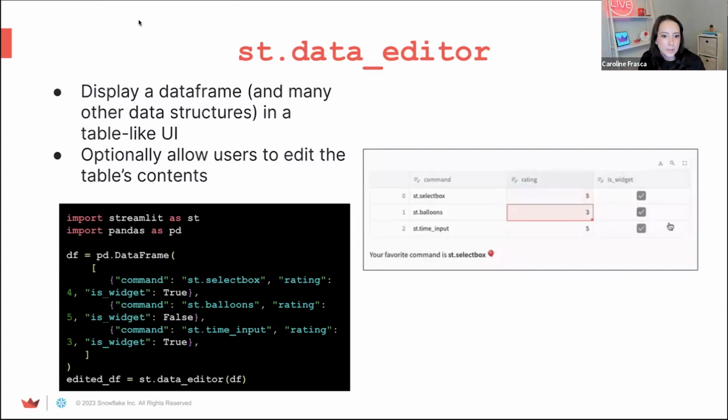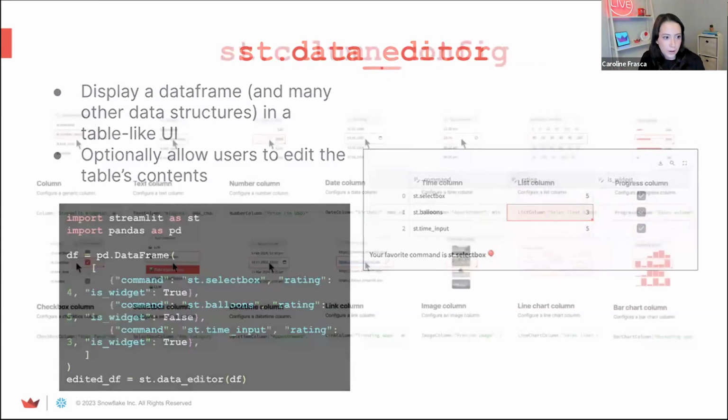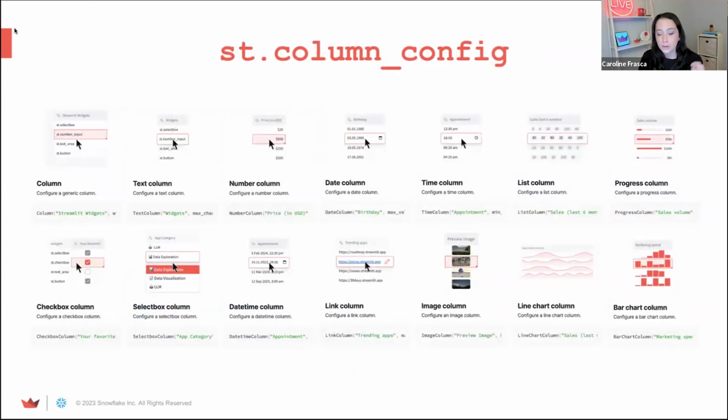And one important part of data editor is called column config. You can basically use this configuration, a suite of methods, to tailor your columns to various data types, ranging from really simple text and numbers to lists, URLs, images, and more. You can see some of the example different data types that we support here.